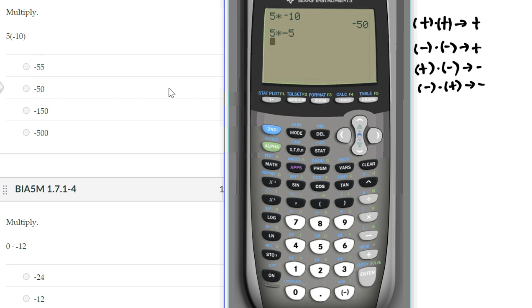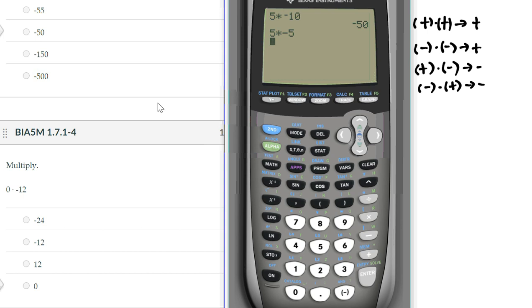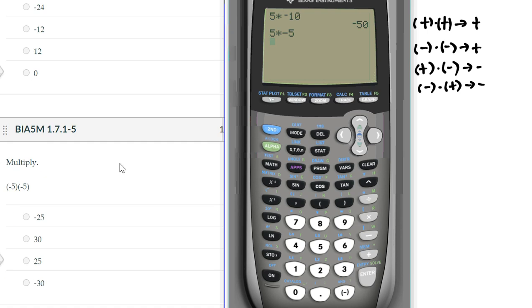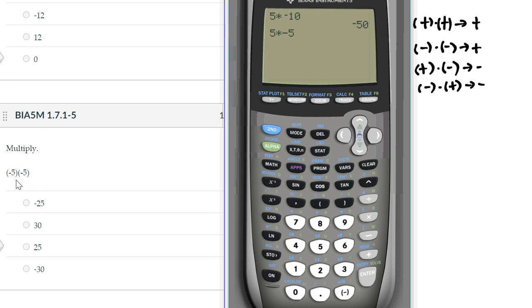All right, now let's look at this one. This one is 0 times negative 12. 0 times any number is 0. So the answer is this one. Okay, 0. Now, how about this one?